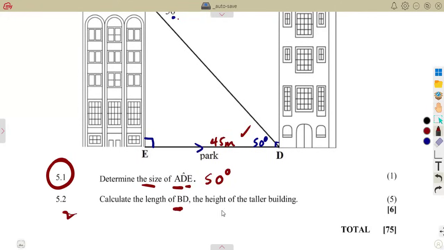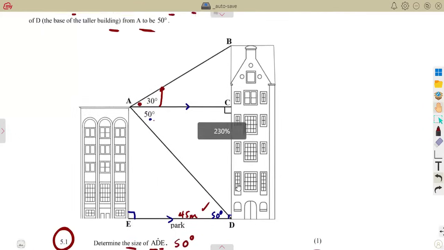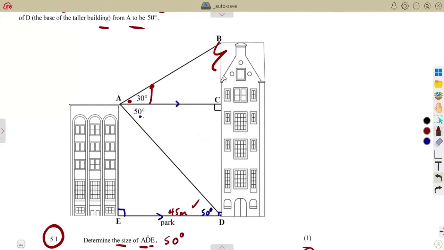Calculate the length of BD, the height of the taller building. 5 marks. The height of the taller building, BD, the whole of this. How can we calculate the height of it? If you take a closer look, ED, this one, is the same as AC from A to C. It is the same.